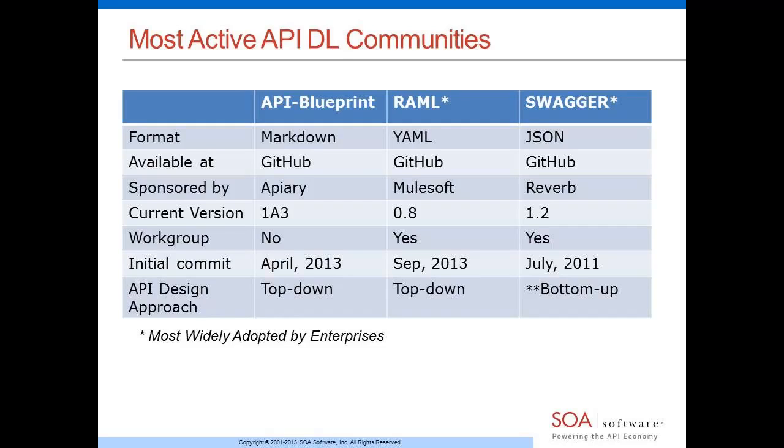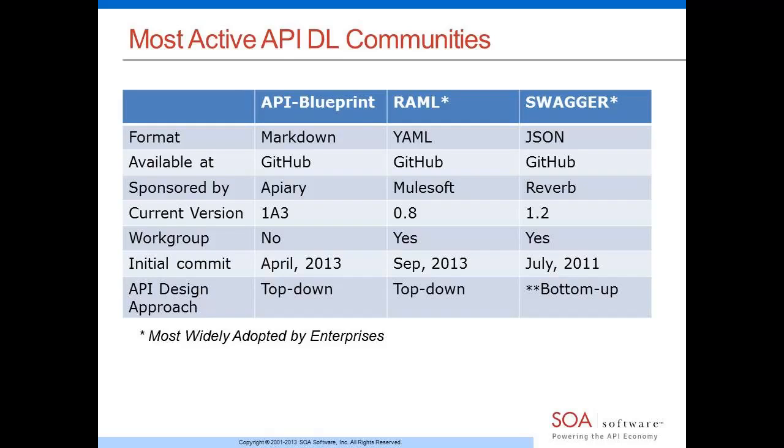Okay, there are work groups for RAML and Swagger. RAML has a very distinguished group of folks on its work group, and Swagger just started up a work group for its 2.0 work, which also has a pretty distinguished group of folks.